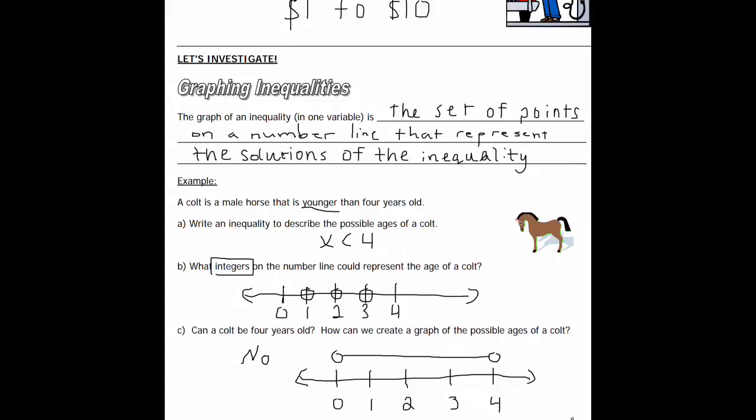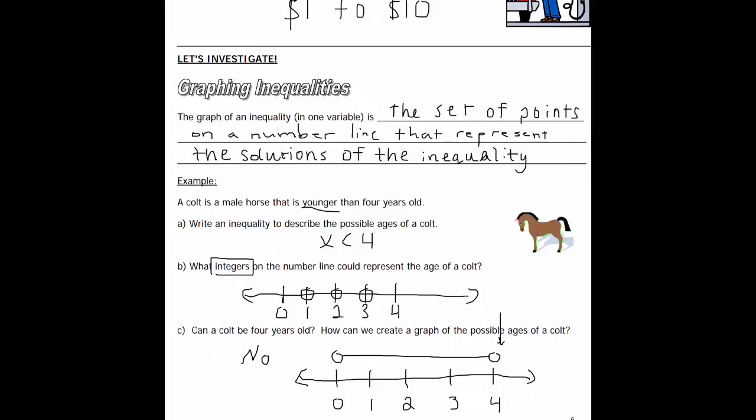What I've just written down on this number line is explaining that the colt cannot be 4 years old, which is why I've put an open circle above the number 4, because the colt cannot be 4 years old. But directly to the left of that open circle at 4, there's a line, because a colt that is 3 years and 364 days old is not 4 yet, so it's still a colt.